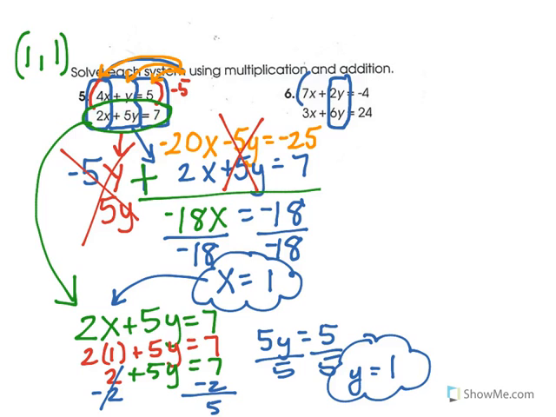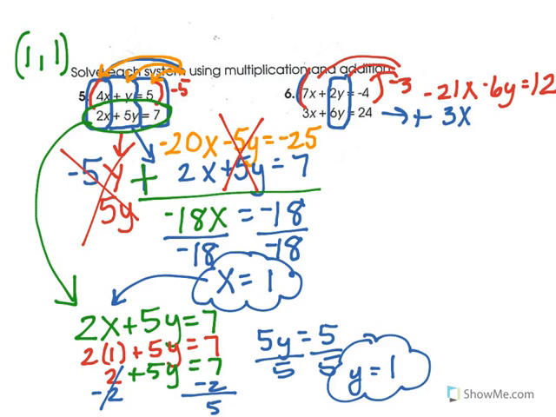So I'm going to multiply this whole entire top equation by negative 3 to cancel out the y's. That means I'm going to multiply each term by negative 3. So I'll end up with negative 21x minus 6y equals 12. And then I'll just rewrite my second equation. 3x plus 6y equals 24.